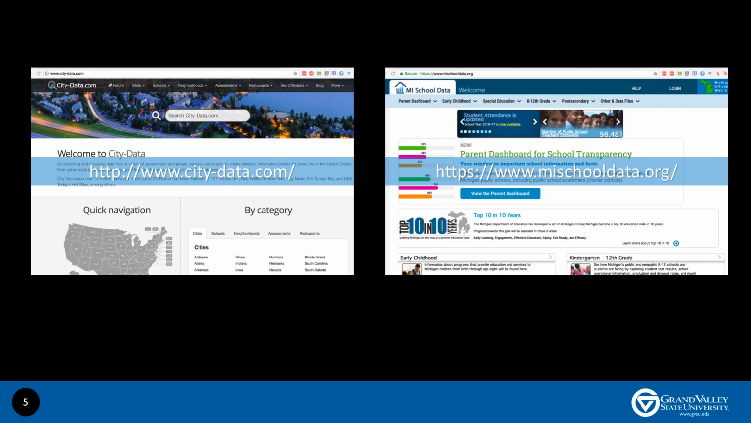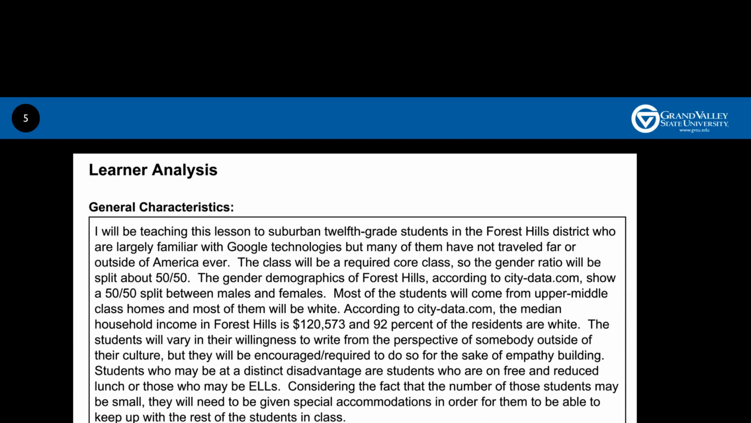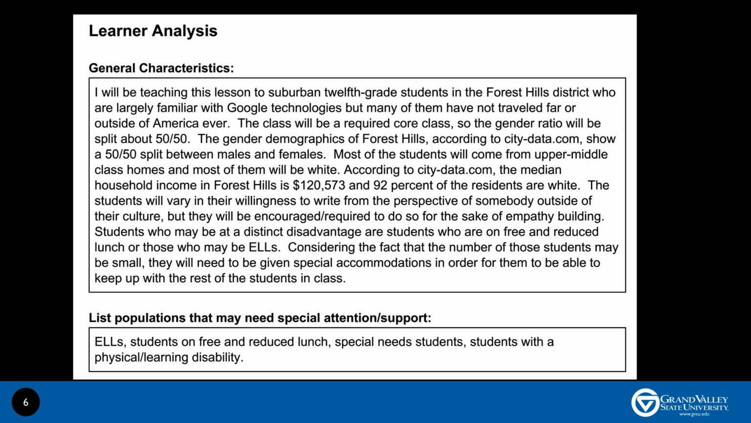Now let's look at some examples. This student is listing the gender ratio. They have looked at the website citydata.com, and here's the website that they're listing, citydata.com, to get some of the information. They've also listed the socioeconomic information and the racial breakdown in the class.